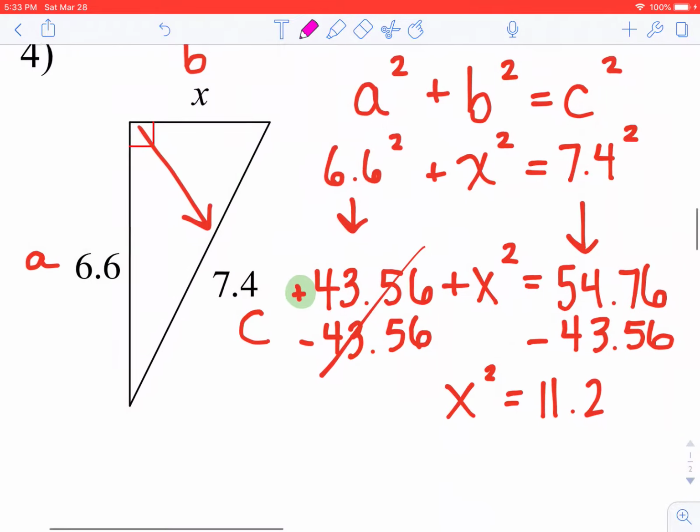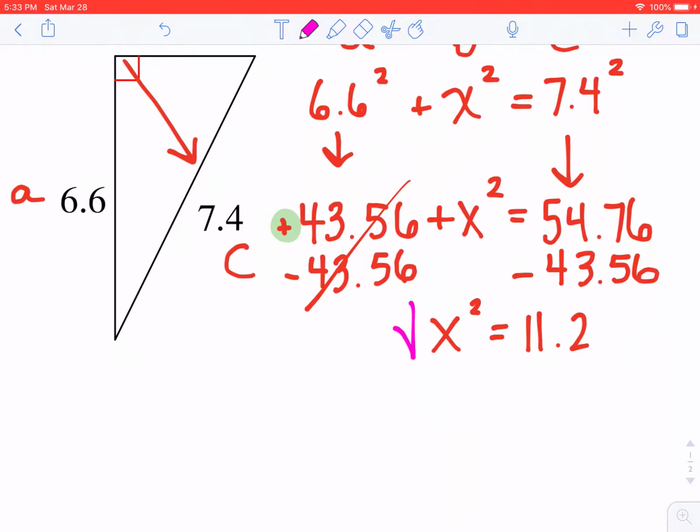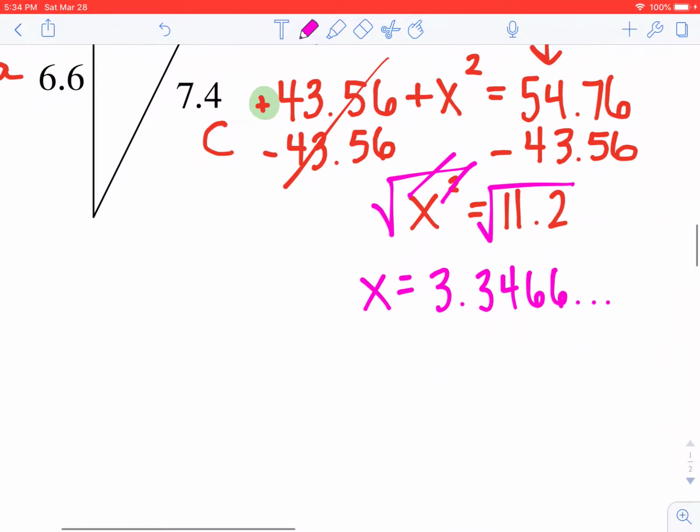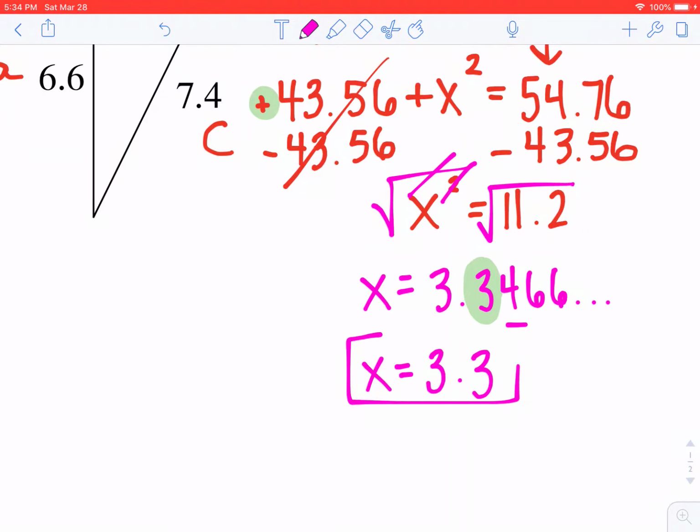Last but not least, I got to get rid of that exponent on the x. Take the square root to cancel out the square. Do it to both sides. And if I take the square root of 11.2, here's what I'm getting with a few numbers. 3.3466, and then it keeps going with a bunch of random numbers. So I want to round the number just to the right of the decimal, which means I'm going to look just to the right of that. It's a 4 or less, so I'm going to let that 3 rest. 3.3 is what I'm going to write, and I'm not going to write any other numbers to the right of that. This is my final answer.